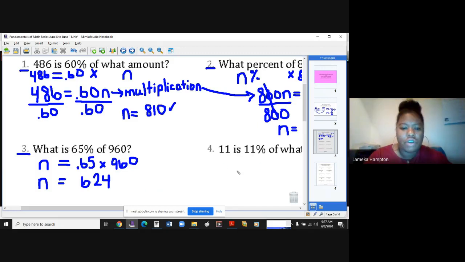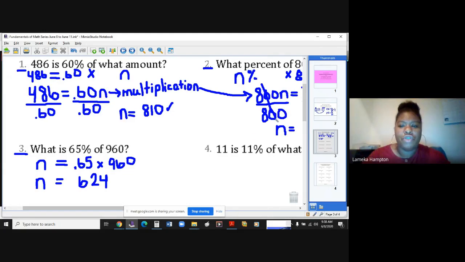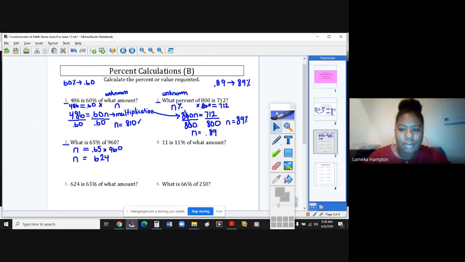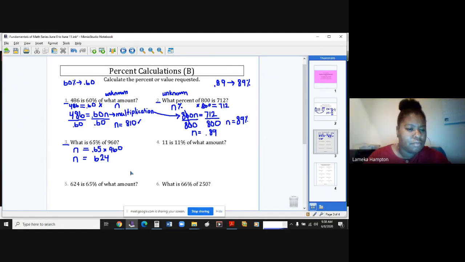Okay. So again, there are 3 ways that percentage problems can come to you in a word problem. And I want to review those very quickly. Let me zoom out so that way you all can see. Okay, the first way would be simply as described in number 1. 486 is 60% of what amount? So in this instance, you are finding the amount.